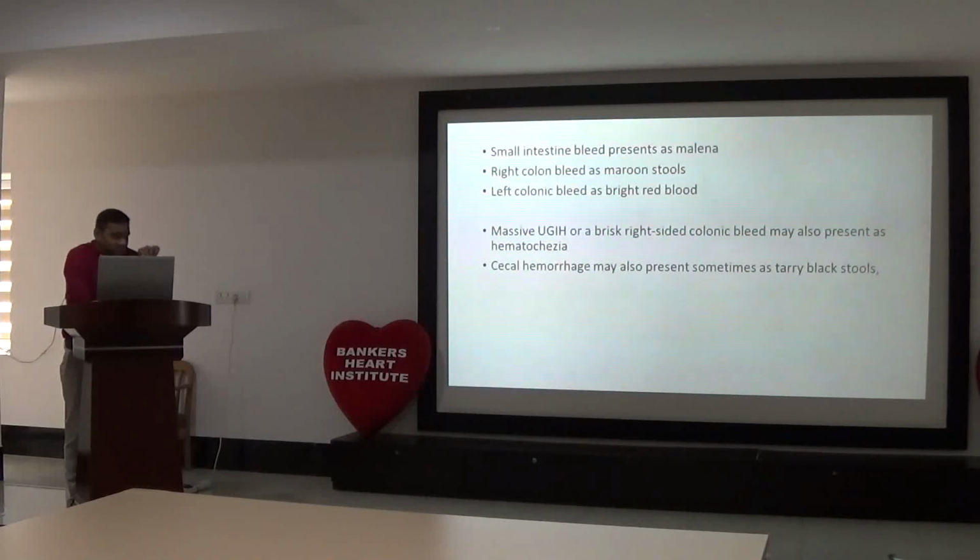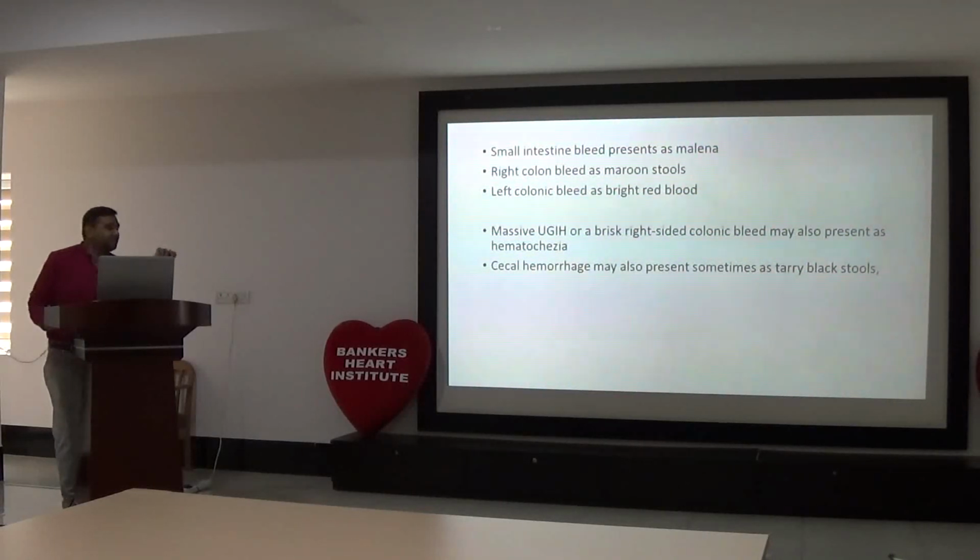Sometimes when there is bleeding from the small intestine, it will be tarry black, so it will be melena. But when there is bleeding from the right side of the colon, it will be maroon stool, and when from the left side it will be bright red. But this is not necessary. Sometimes if there is massive bleeding from the upper GI tract, it can present as hematochezia, which is bright red blood. Or sometimes cecal hemorrhage can also present as tarry black stool. As we have seen, right side is usually maroon stool, but it's not necessary. So the color basically gives some basic idea, but just because of color, we cannot diagnose the part.